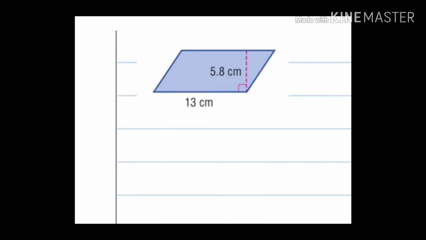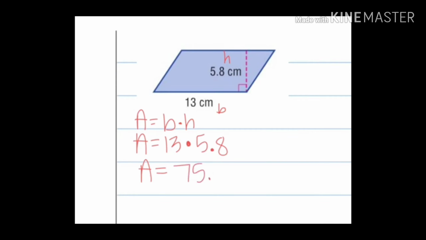So the way that I would write this is I know that area equals base times height. Here's my base, here's my height. So now I'm going to rewrite it and plug in what I know. I know my base is 13, my height is 5 8/10. So now I'm going to put it into my calculator. I know that 13 times 5 8/10 is 75 4/10. And my label is going to be whatever units it is, but area is always squared, remember. So 75 4/10 squared would be the area of that parallelogram.